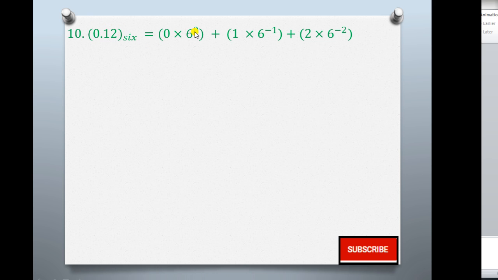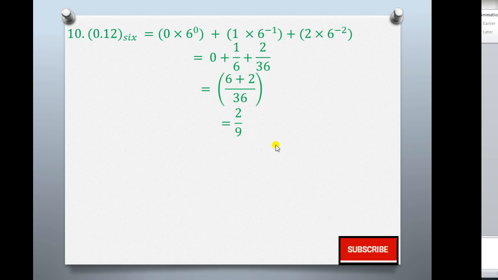Then automatically we shall say 0 times 6 power 0 plus 1 times 6 power negative 1 plus 2 times 6 power negative 2. And that can simplify to 1 over 6 plus 2 out of 36. If you simplify this, you will come up with the LCM as 36. And if the LCM is 36, you get 36 divided by 6, that gives you 6 times 1, you get 6. 36 divided by 36, you get 1 times 2, you get 2. So when you add this, the final answer would be 8 out of 36. But if you reduce by 4 by 4, it gives you 2 out of 9. So our answer to base 10 will be 2 out of 9.